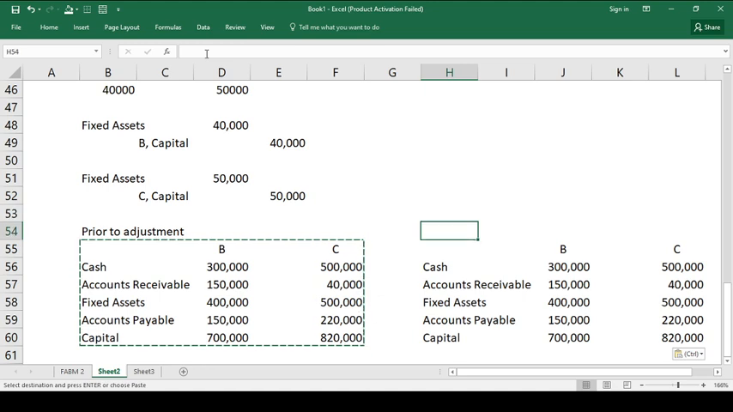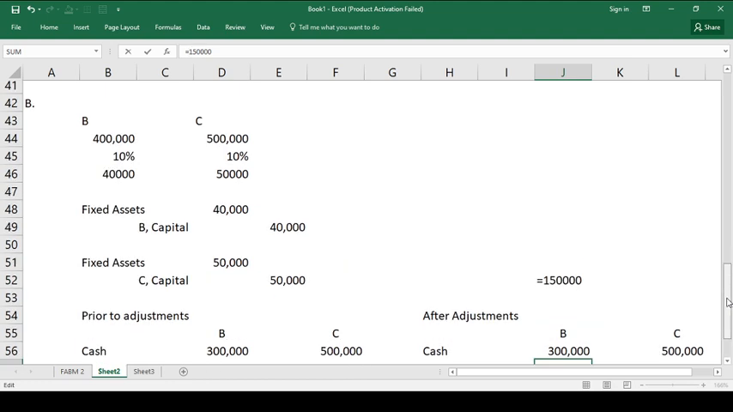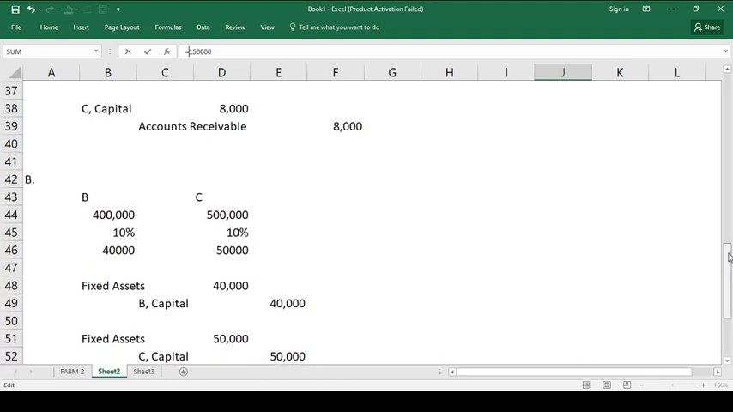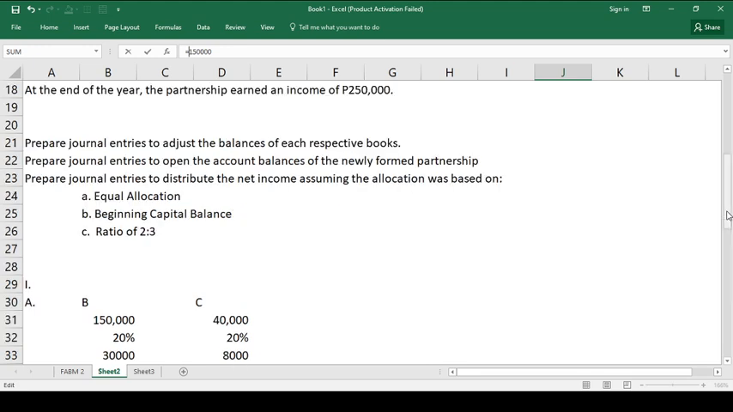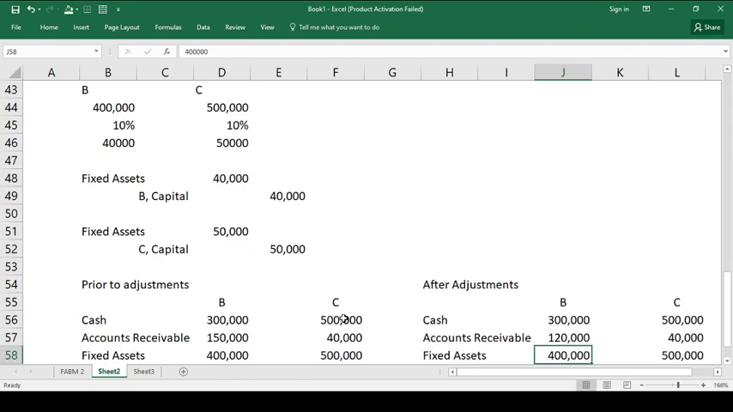Ayun, after the adjustments, i-effect po natin yung mga adjustments ha. For the accounts receivable, that is 150, di ba? Okay, for B, ano pong nangyari sa accounts receivable? Babawasan daw ng 30,000, so we need to deduct 30,000. Ito yon kasi credit. So that is magiging 120.